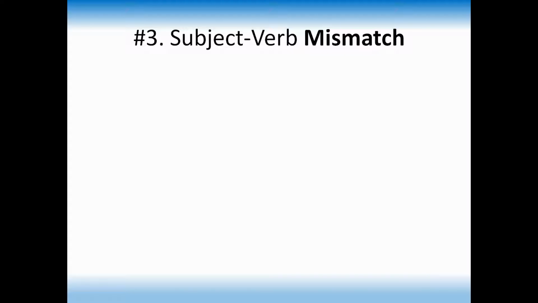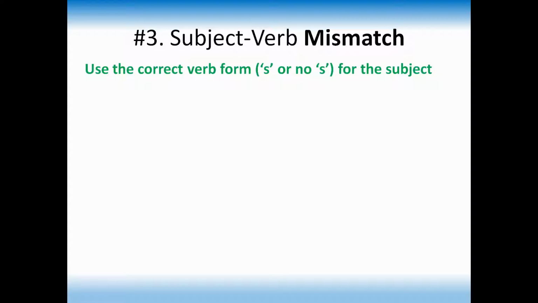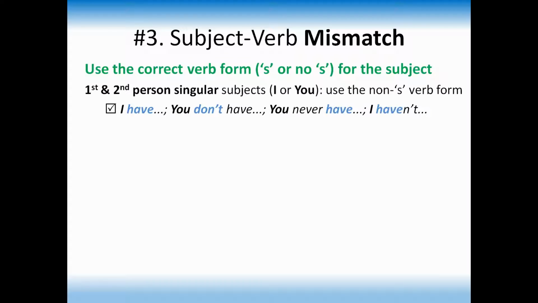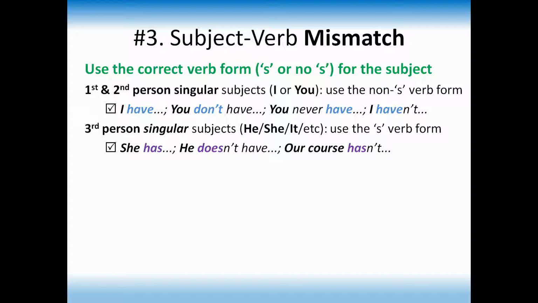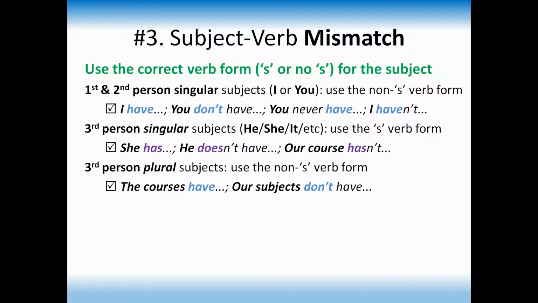Subject-verb mismatch. Use the correct verb form S or no S for the subject. Okay, first or second person singular, I or you, don't use the S form. But for the third person singular, he, she, it, etc., use the S form. She has, he doesn't have, our course hasn't. And for the third person plural, use the non-S form. The courses have, our subjects don't have.